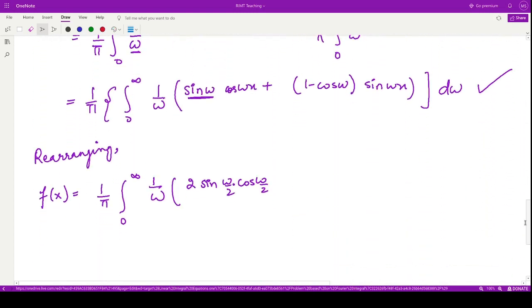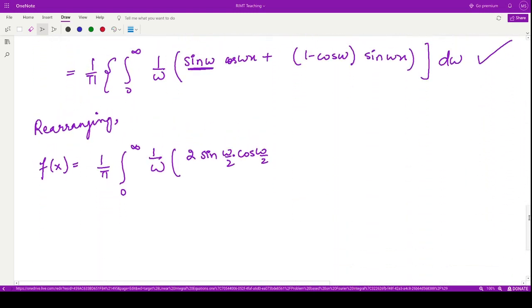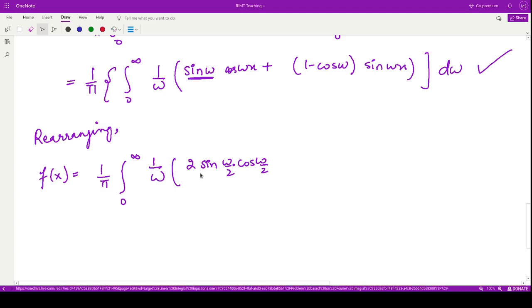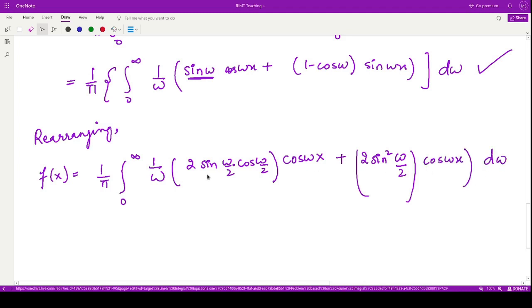So here I have written in place of sine omega the value 2 sine omega by 2 into cos omega by 2, right? And cos omega x as such. And then in place of 1 minus cos omega, I can also use the double angle formula. So this thing becomes equal to 2 sine square omega by 2, right? Into cos omega x as such.